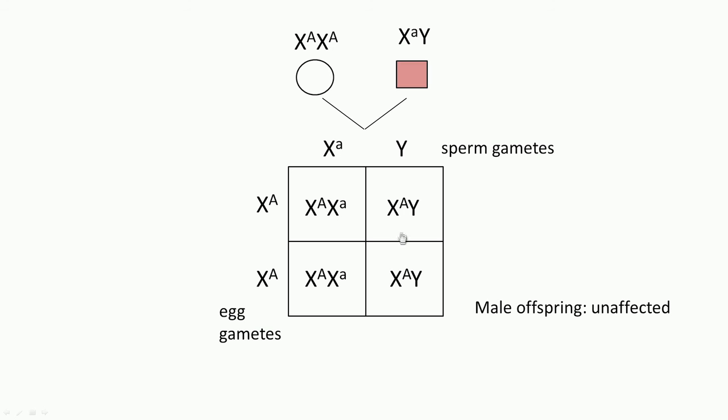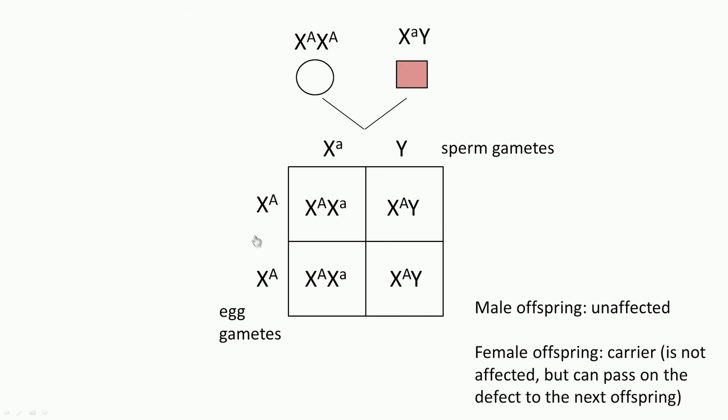Both these are males, and both these have the capital A on their X chromosome, so therefore they are unaffected. The female offspring, these two, are again unaffected because they have at least one capital A, but they are carriers, they have the other small a, right? Therefore, a female offspring is a carrier, is not affected, but can pass on the defect to the next offspring. This we have already seen. Okay, this is the way it happens. The probabilities would be different if you calculate. It is dependent on the sex of the offspring.